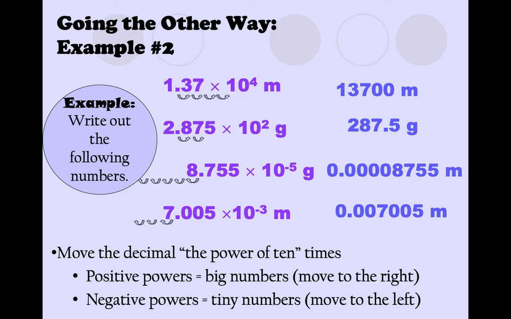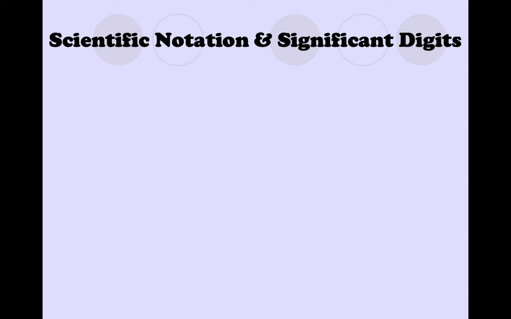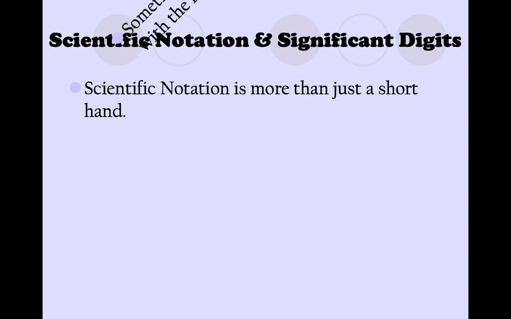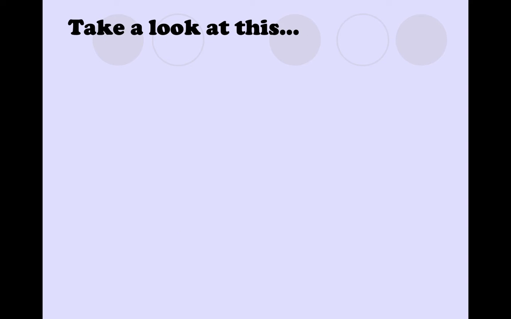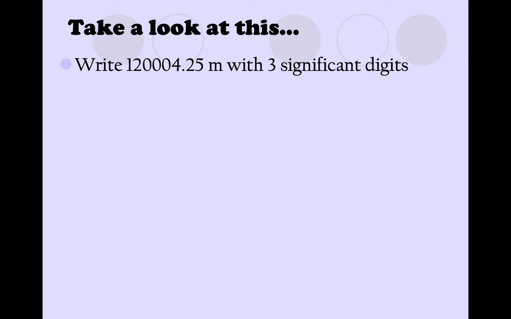Now, the purpose of learning scientific notation now is for significant digits, because sometimes you will get a measurement or you will get a calculation, and it is not possible to write your answer to the correct number of significant digits unless you use scientific notation. Here's an example. Let's say this is an answer you get after doing calculations and you need to write it to 3 significant digits. Well, this number has 8.